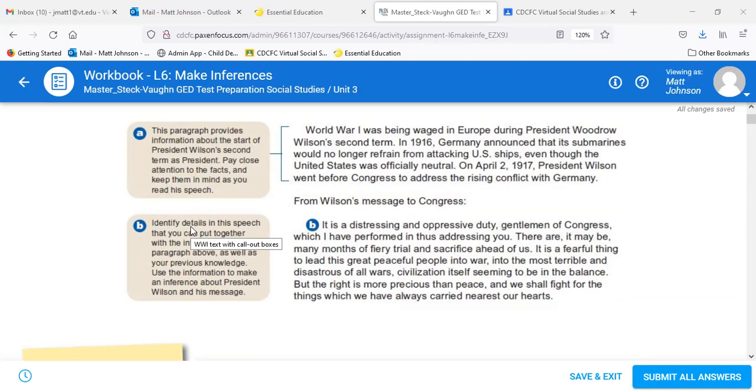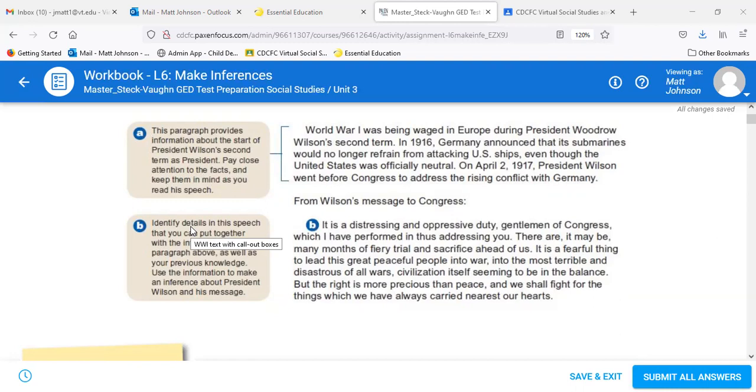In our top bracket there, it says this paragraph provides information about the start of President Wilson's second term as president, and we pay close attention to the facts and keep them in mind as you read his speech. So the war in Europe has dragged on. We have millions of deaths at this point, and Germany is becoming more hostile towards the United States because it's going to go after our ships with submarine warfare.